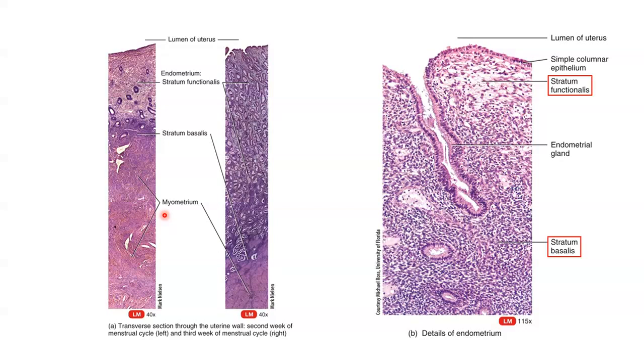The outer layer is our perimetrium, so peri meaning around. You may also see it referred to as just the serosa. It's actually made up of part of the visceral peritoneum, which is composed of simple squamous epithelium and areolar connective tissue, and is that layer of connective tissue which just surrounds all of our abdominal organs.